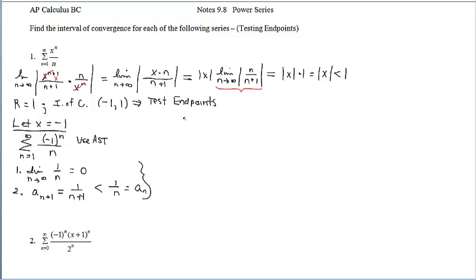Alright, let's test the right endpoint. So we let x be 1. Go back to the original power series. Everywhere you see x, replace it with 1.